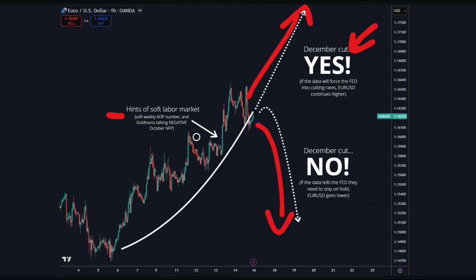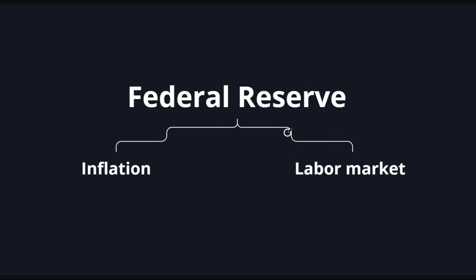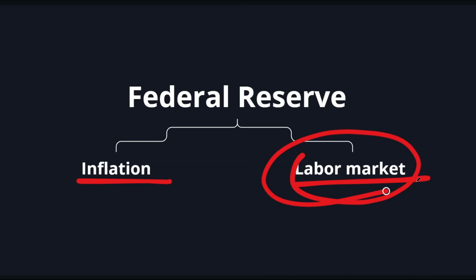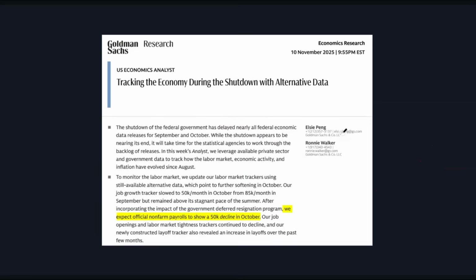But how do we actually know what the Federal Reserve will do next? How do we know whether they're going to cut or not? Well, that's the analysis part in fundamental analysis. See, the Federal Reserve mandate is simple. Keep inflation stable and support the labor market. So by having the full picture on both inflation and labor market, we can get a sense of what they'll do next. Right now, I've got to admit, inflation is still fairly high, but the labor market is way more troublesome. Goldman Sachs has calculated that the October NFP numbers will be quite negative.